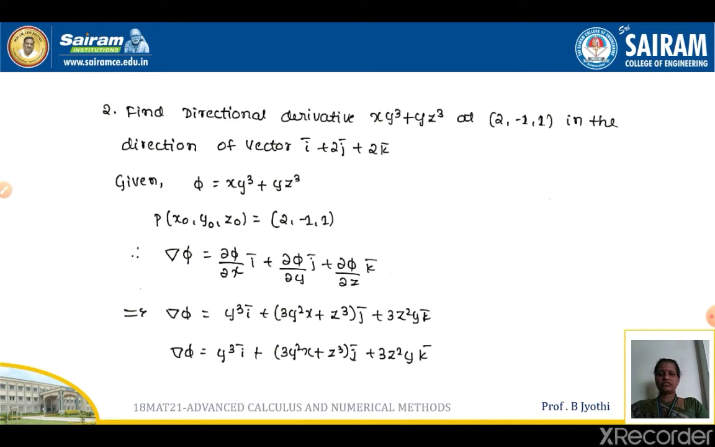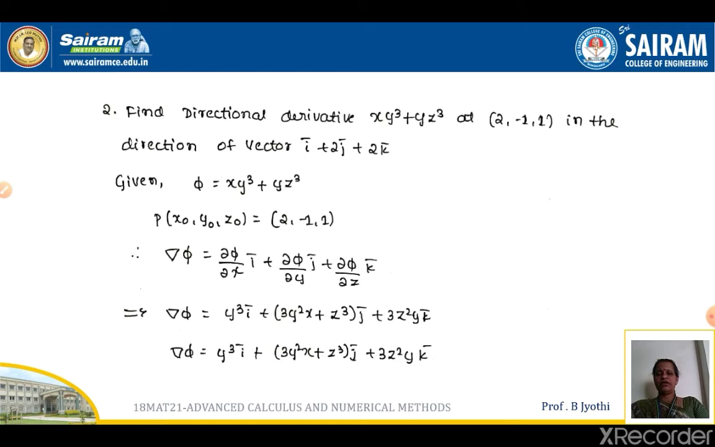Let's see the next question. Find the directional derivative of xy cubed plus yz cubed at the point (2, -1, 1) in the direction of the vector i plus 2j plus 2k.